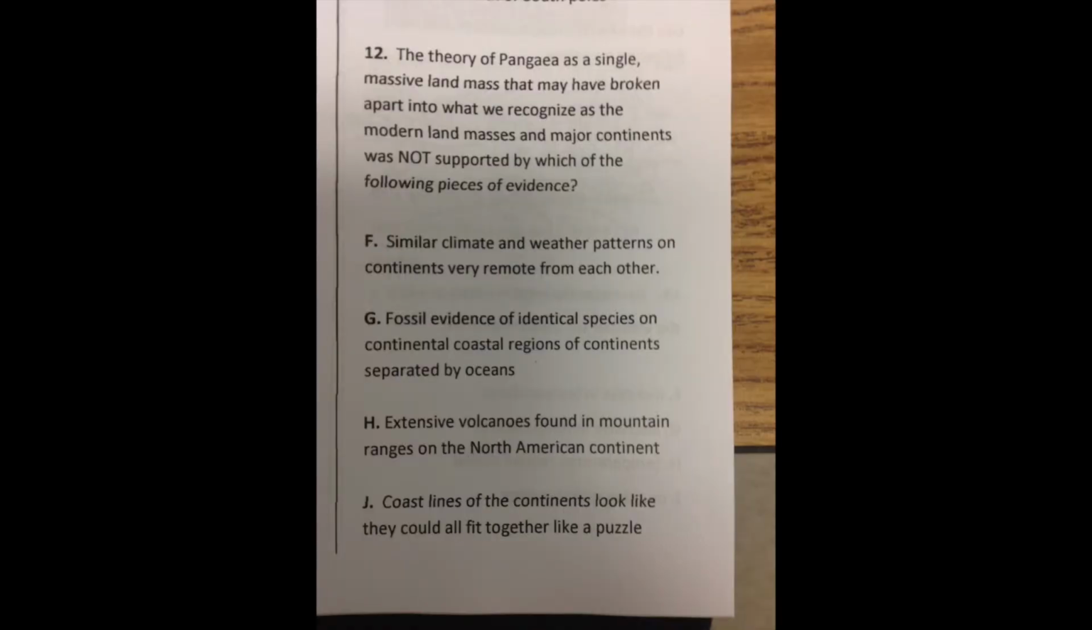12. The theory of Pangaea as a single massive landmass that may have broken apart into what we recognize as the modern landmasses and major continents was not supported by which of the following pieces of evidence? F. Similar climate and weather patterns on continents very remote from each other. G. Fossil evidence of identical species on continental coastal regions of continents separated by oceans. H. Extensive volcanoes found in mountain ranges on the North American continent. Or J. Coastlines of the continents look like they could all fit together like a puzzle.